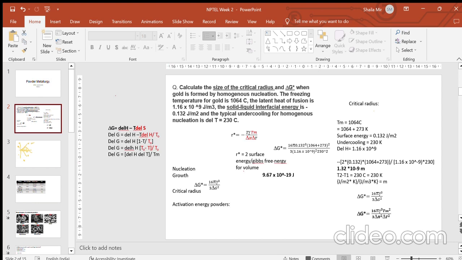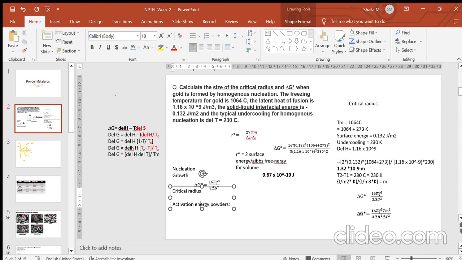So for activation energy, you have to replace this delta G, which was given by delta GV, which is the volumetric free energy. So you have to change it to the form of latent heat of energy and in the form of undercooling. So for that we use this formula. We know that delta G based on thermodynamics is equal to delta H minus T delta S. So based on that we replaced it.